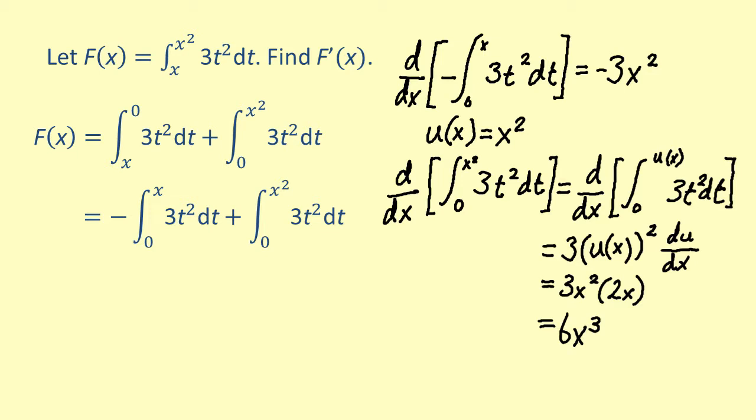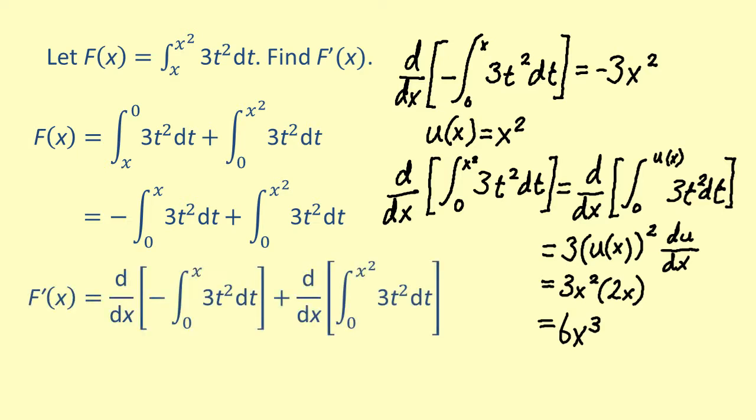Remember that the sum rule for derivatives states that the derivative of a sum is equal to the sum of the derivatives. So, we find that f prime is equal to the derivative of the first term plus the derivative of the second term. Using direct substitution, we get negative 3x squared plus 6x cubed. Therefore, the derivative of f is equal to negative 3x squared plus 6x cubed.